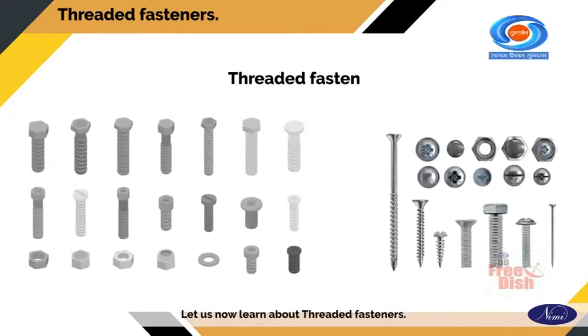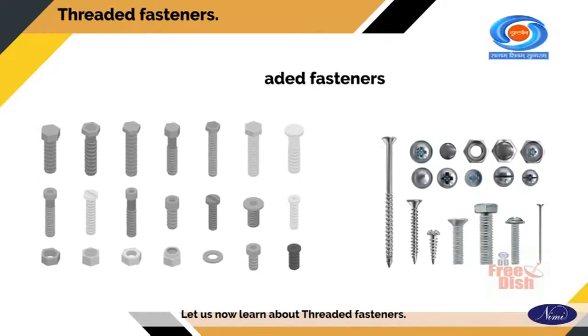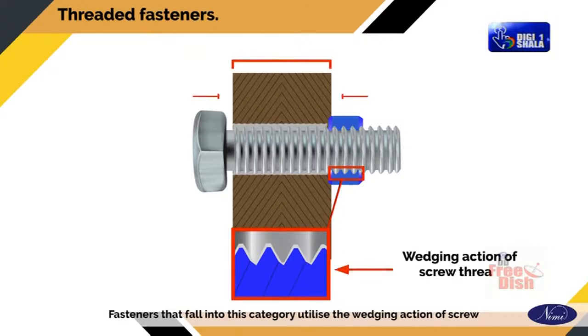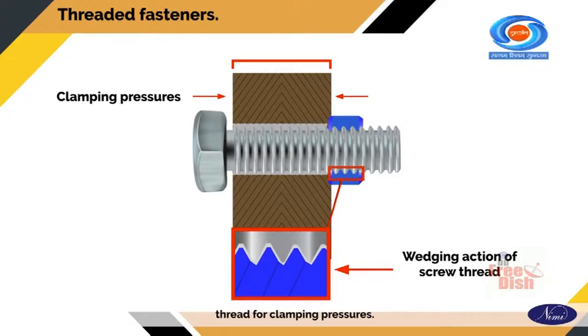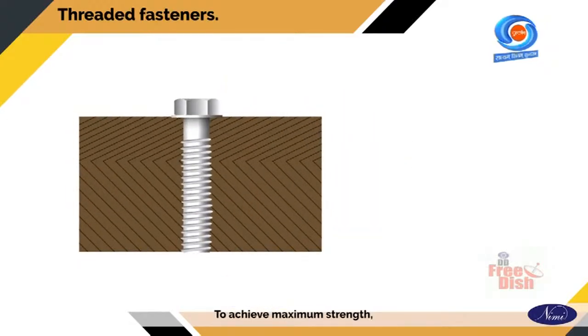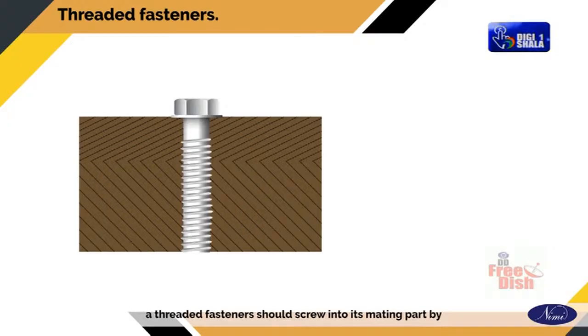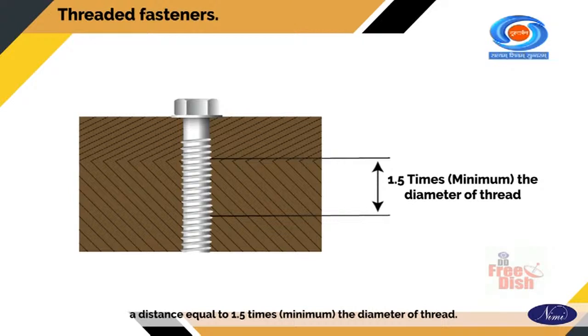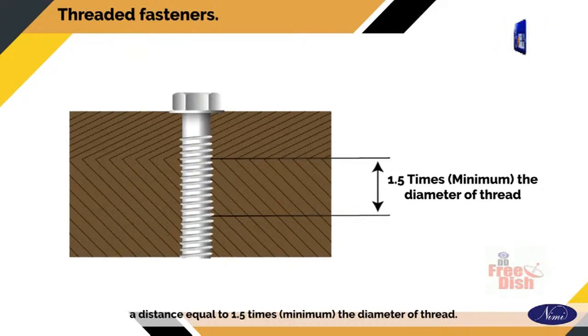Let us now learn about threaded fasteners. Fasteners that fall into this category utilize the wedging action of screw thread for clamping pressures. To achieve maximum strength, a threaded fastener should screw into its mating part by a distance equal to a minimum of 1.5 times the diameter of the thread.